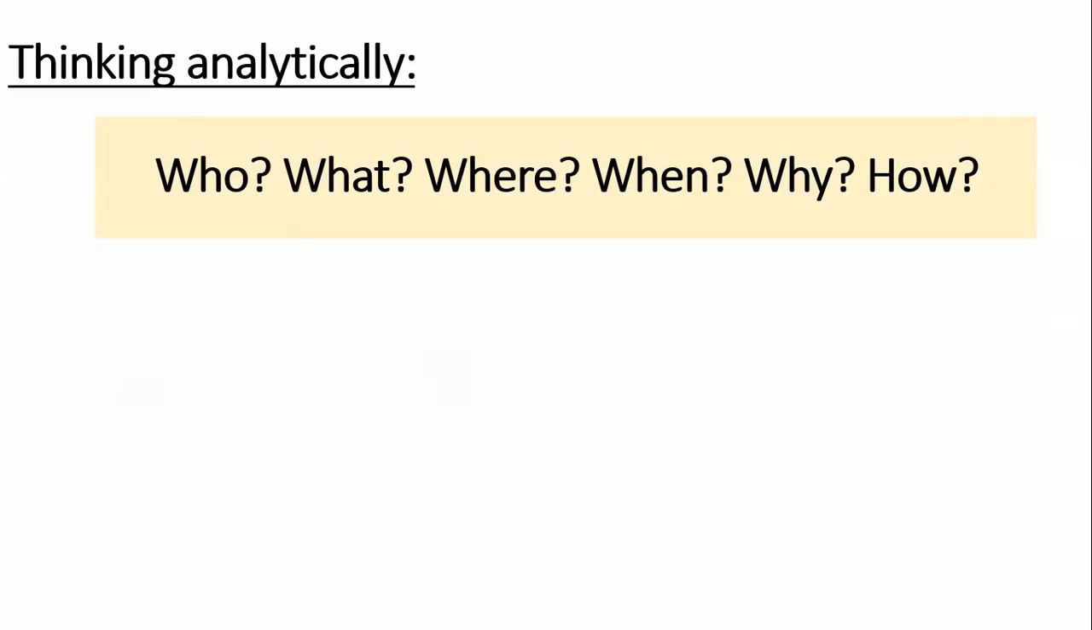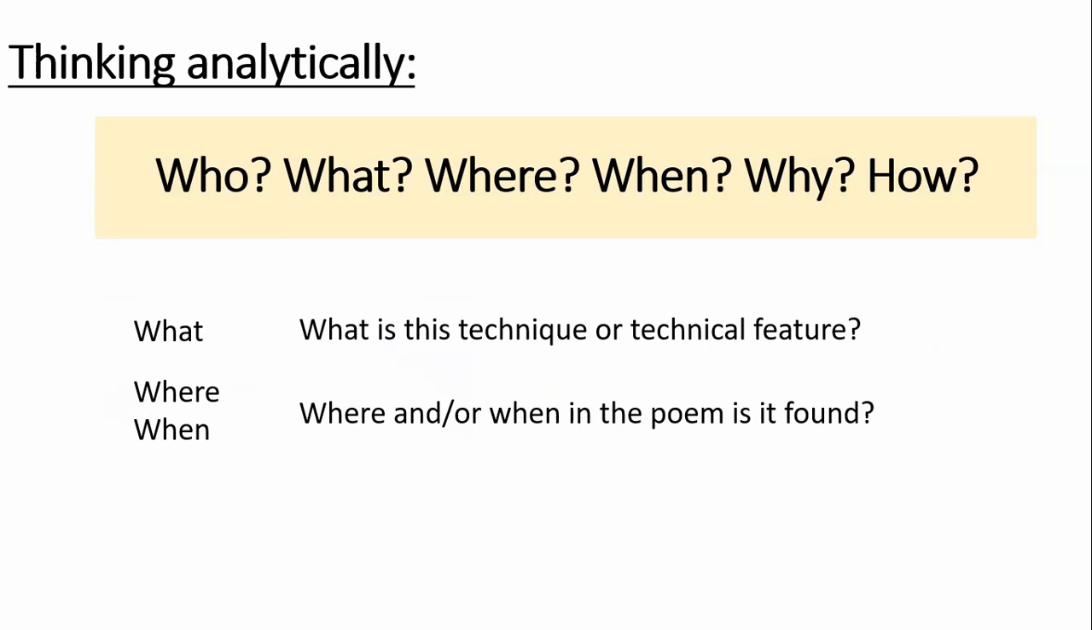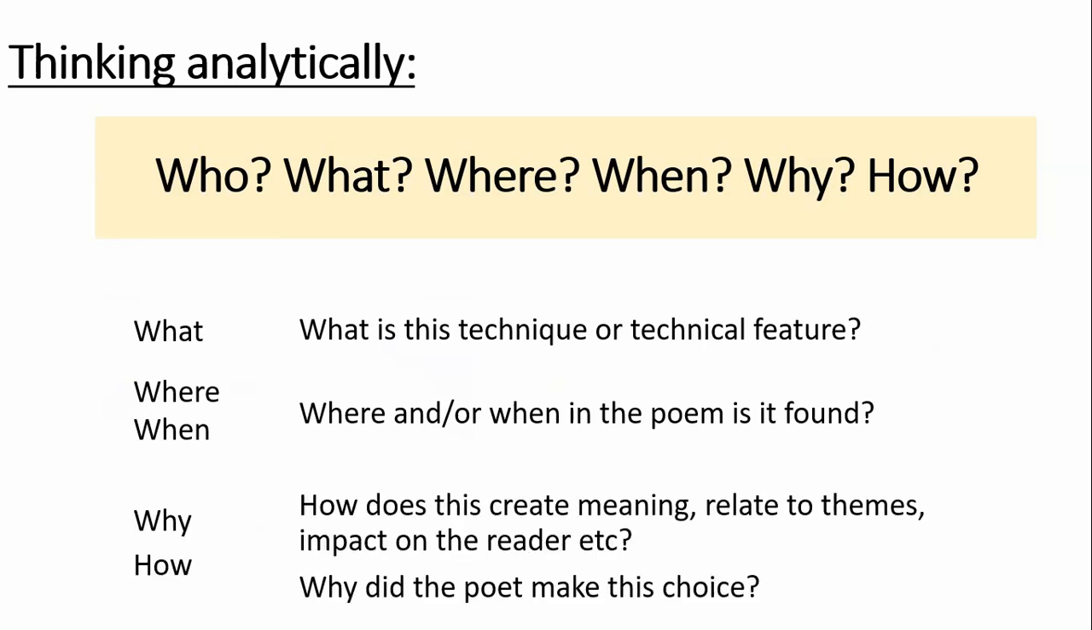And when we're thinking about these elements and being analytical, the questions we want to ask will always start with who, what, where, when, why, and how. So we'll begin by thinking what, where, and when. What is this technique or technical feature? Where and or when in the poem is it found? So, place it in the poem, understand it's at the beginning or at the end, because that can have a real impact on why it was there and the job it's doing in terms of making the reader feel something.